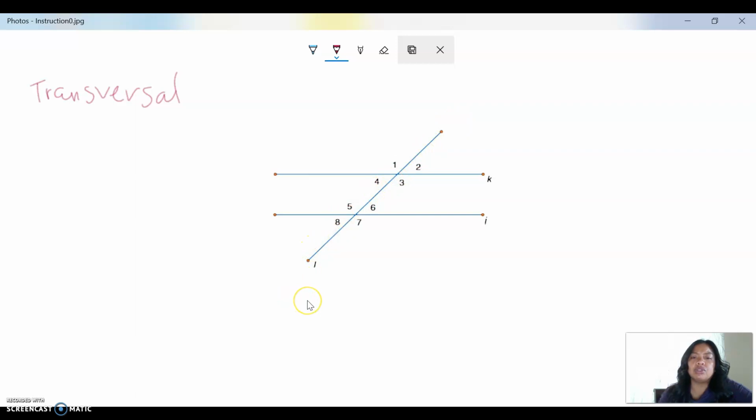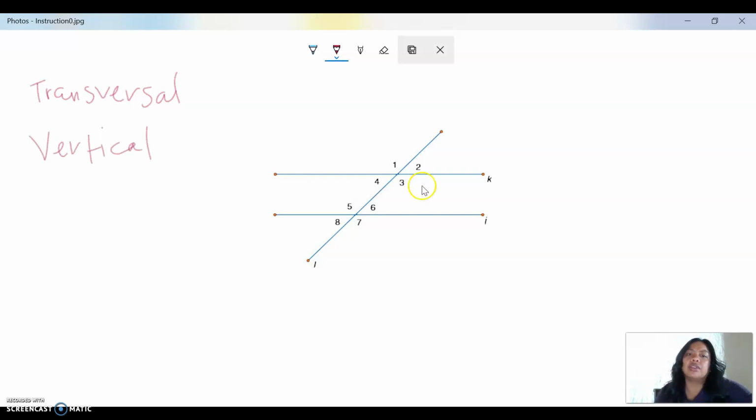And what's significant about a transversal is when it cuts these parallel lines, it creates quite a few different angles. The first type of angle that you see are a bunch of vertical angles, and we talked about that in the last unit. Okay, so vertical angles.